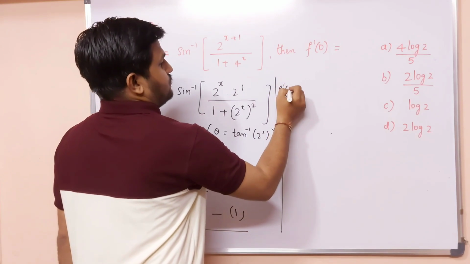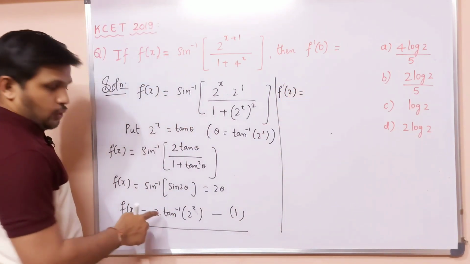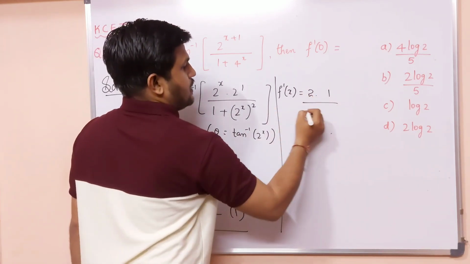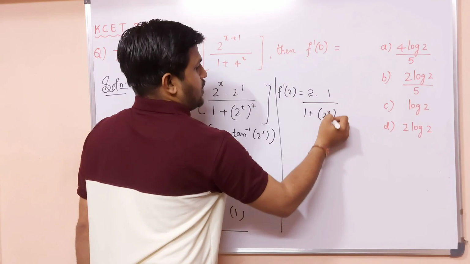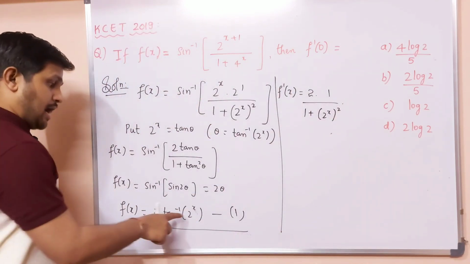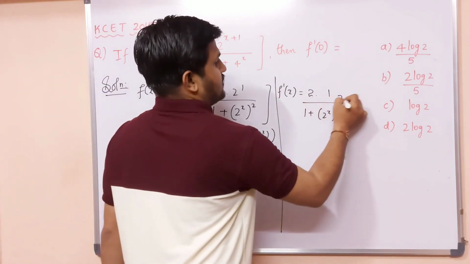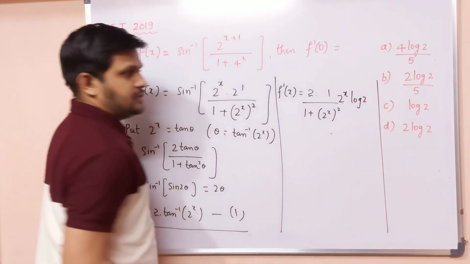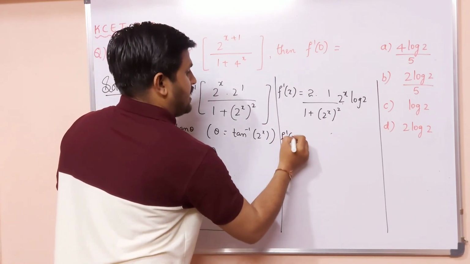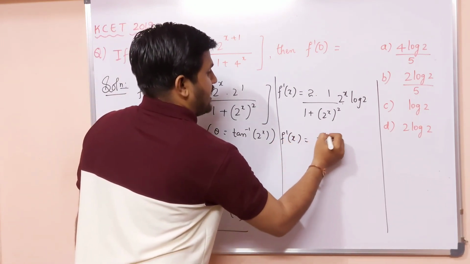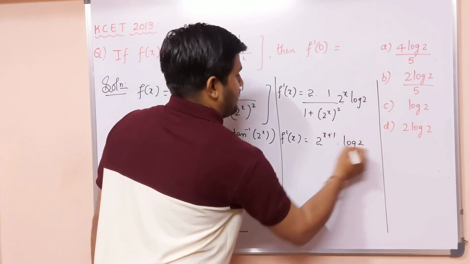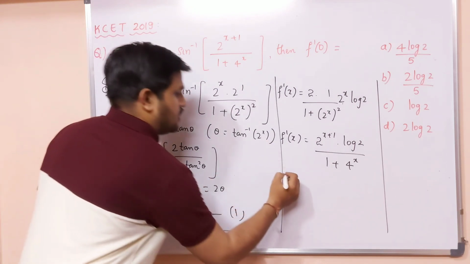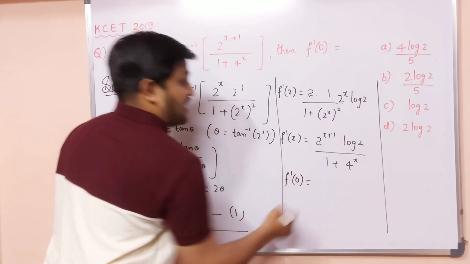So what is f dash of x? 2 times derivative of tan inverse, we know it is 1 divided by 1 plus x square, so it is 2 power x whole square, and derivative of 2 power x, so 2 power x into log 2. Simplify this, you'll get the answer easily. So f dash of x is equal to 2 power x plus 1 log 2 divided by 1 plus 4 power x. F dash of 0 we need it, so therefore what is f dash of 0?